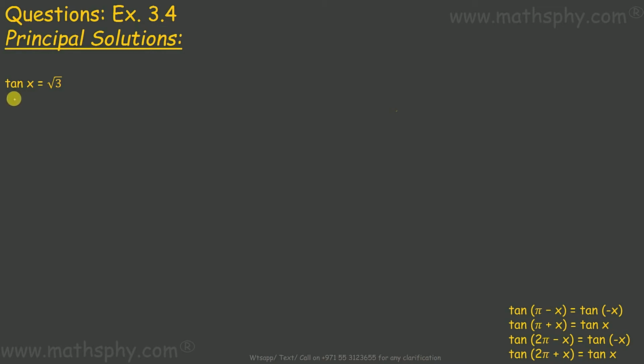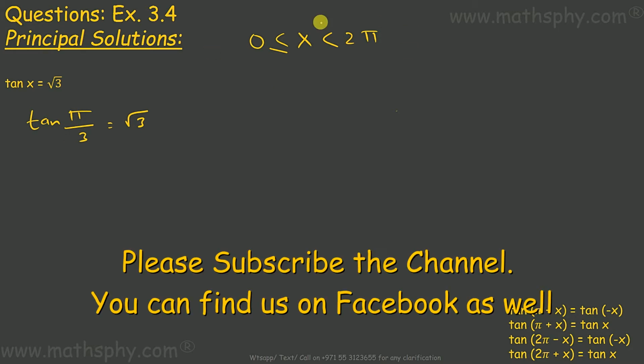This one here says tan x equals root 3. We know that the value of tan pi over 3 equals root 3. Now x should be less than 2 pi and more than or equal to 0. Pi over 3 is in this range.